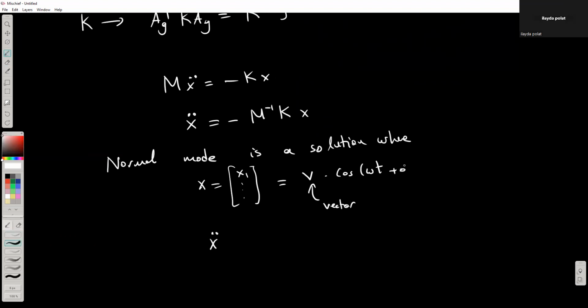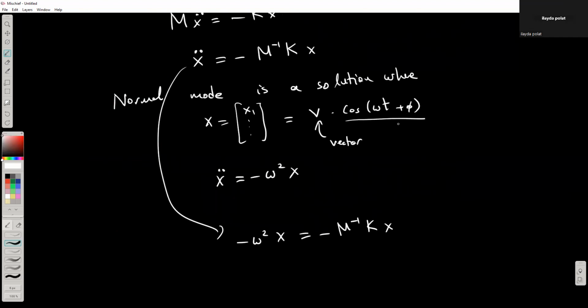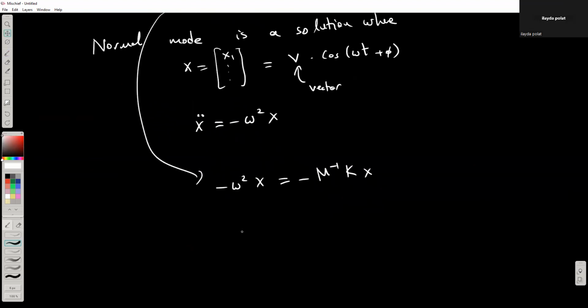So that's also a possibility. That doesn't change anything. So in that case, x dot dot is equal to minus omega squared times x. If I insert this in here, the equation of motion is converted into this. So we get minus omega squared times x in here and minus m inverse k times x. X has a time-dependent factor in here, but I would like to express this in terms of this time-independent thing.